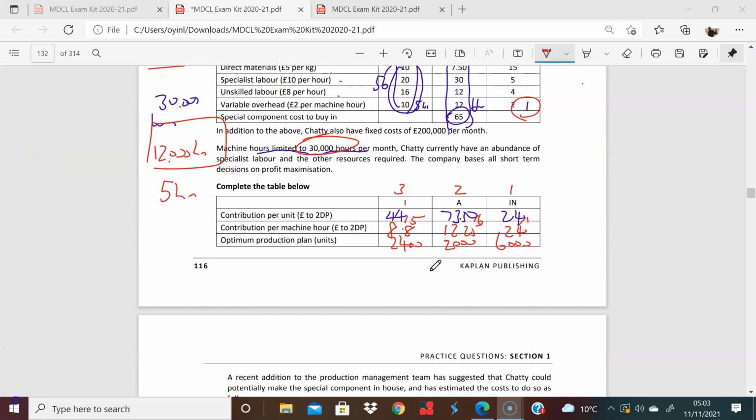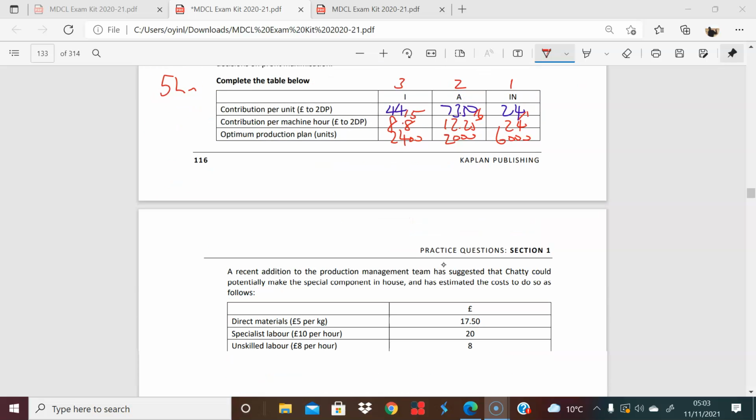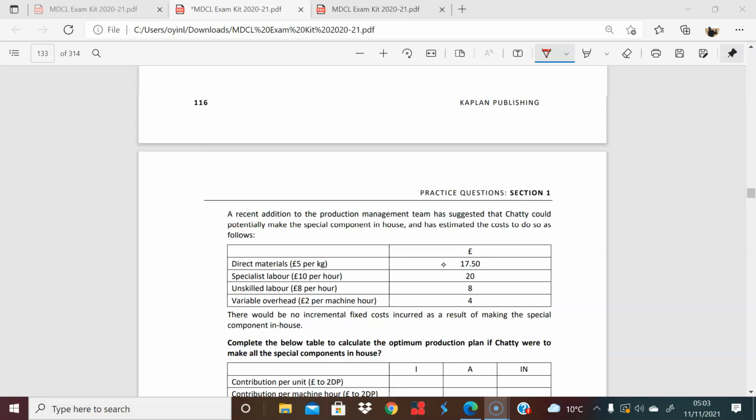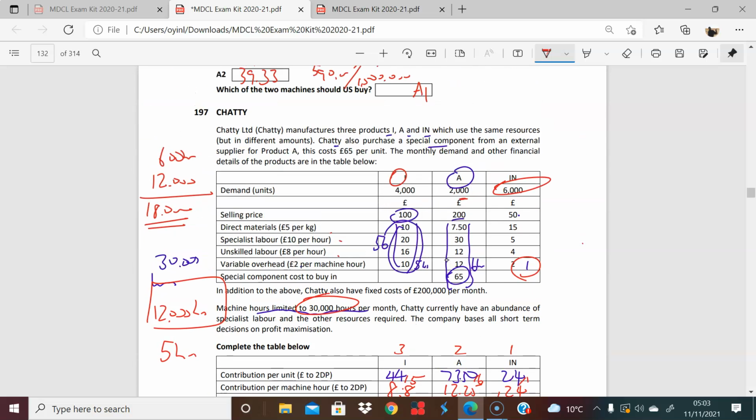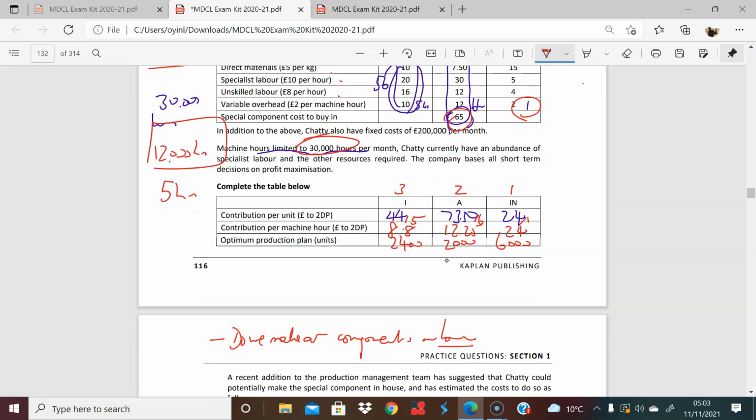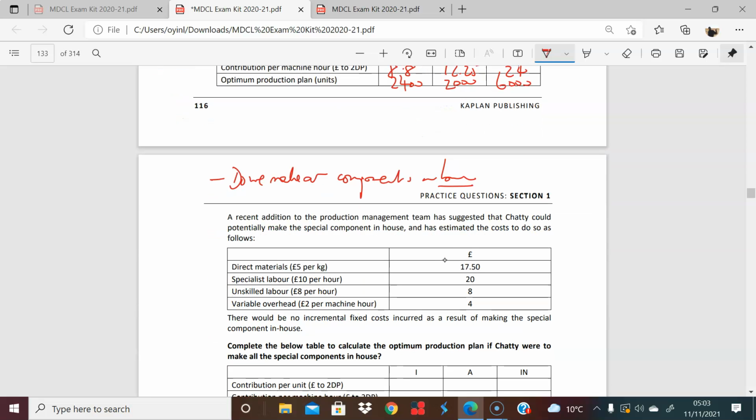Okay, so what we have now is a slightly different format or situation. The argument here is, do we make our components in-house for product A? Remember, we were paying 65 to bring this thing in. We're now saying, scrap this, don't buy this, let's make it in-house. So in a way, you're saving on 65, but you are accruing a new cost of this.